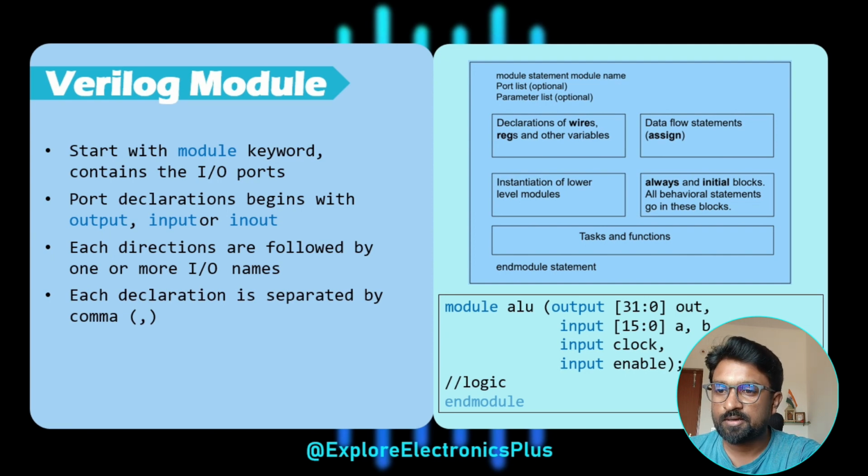And then after the declaration of these input and output ports, we need to write the logic for this ALU. That will consist of data flow statements, or it will be an instantiation of lower modules. It can be always and initial blocks also, and some tasks and functions if required. So this is the general structure of a module, and here in the example we have shown only input and output port declarations.